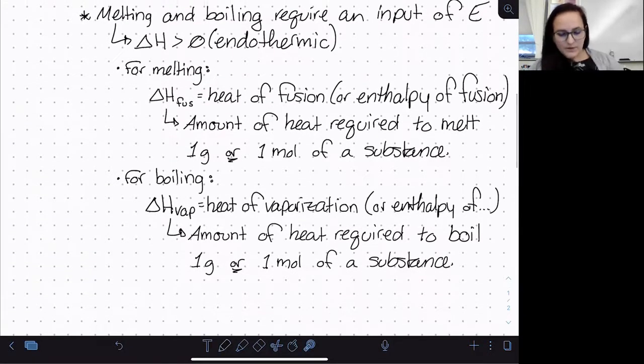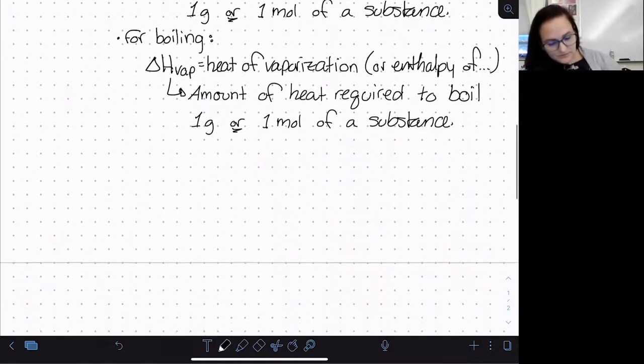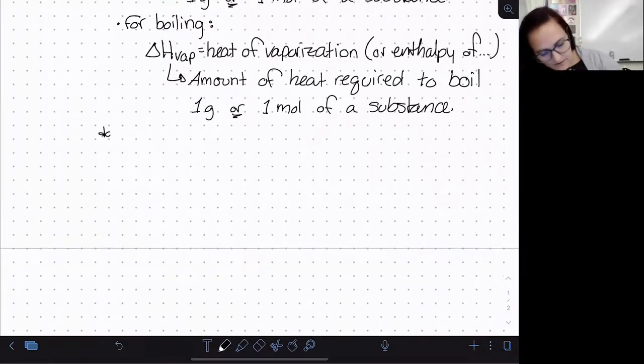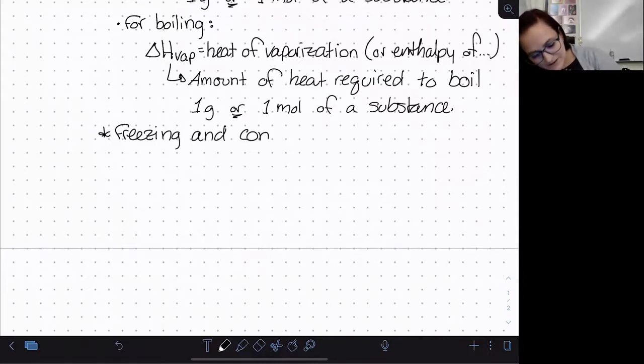So if melting and boiling require an input of energy, that we have to put energy in order to separate our molecules, when we go in the opposite direction, when we freeze or condense, we're forming new intermolecular forces, which means we get that energy back out. When a new bond forms, energy is released. So freezing and condensing release energy.